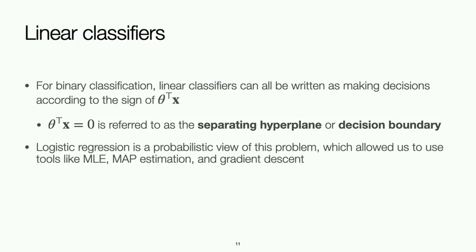So logistic regression is a probabilistic view of the binary classification problem. And this allowed us to use things like MLE, MAP estimation, and figuring out how to do gradient descent on this particular problem. That's what it bought us. I defined the probabilistic model so that I could figure out the best way to optimize this model in order to get the best classifier.